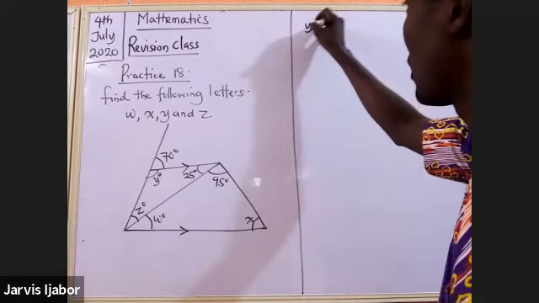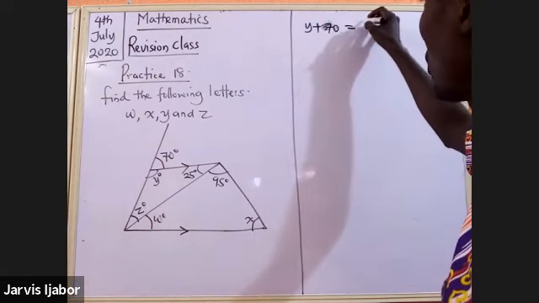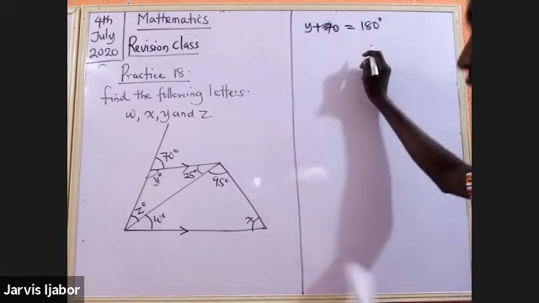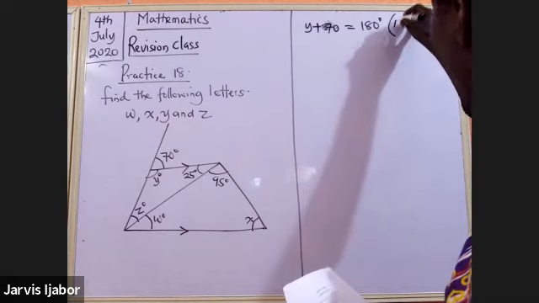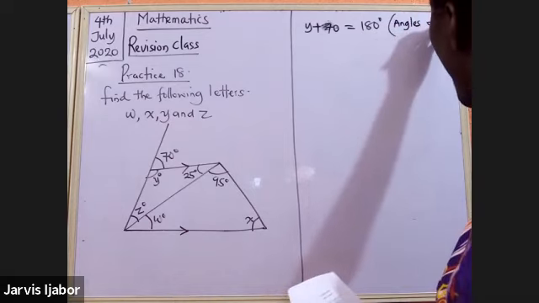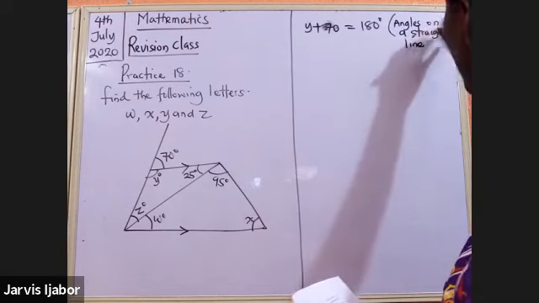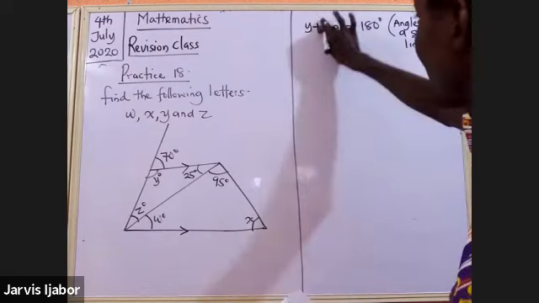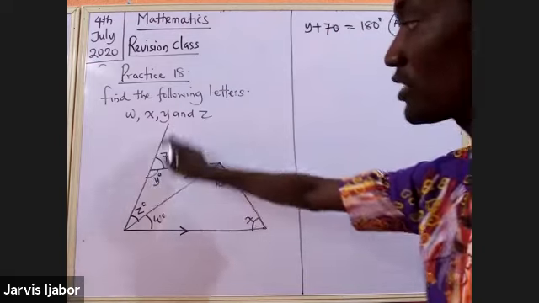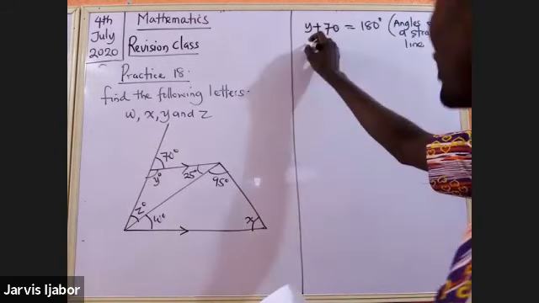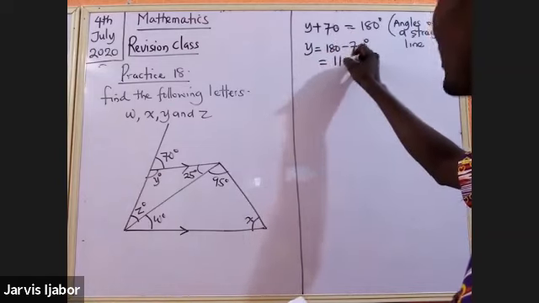Y plus 70 is equal to 180 degrees. What is the reason? Angles on a straight line. Y plus 70 is angle on a straight line. So from here, Y will be equal to 180 minus 70 degrees, and that will be 110 degrees.